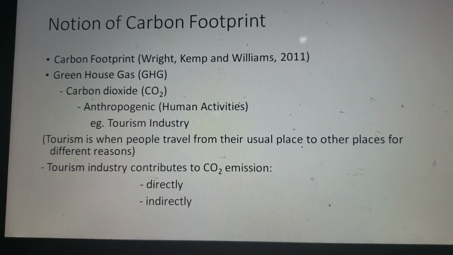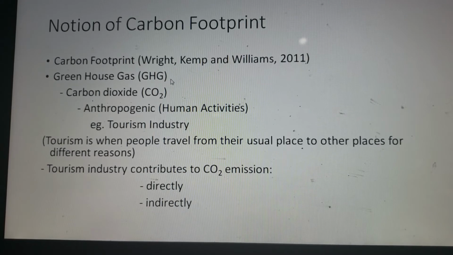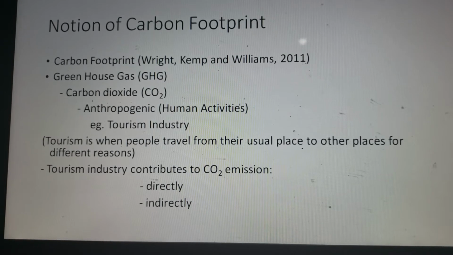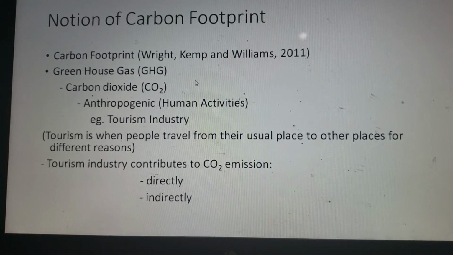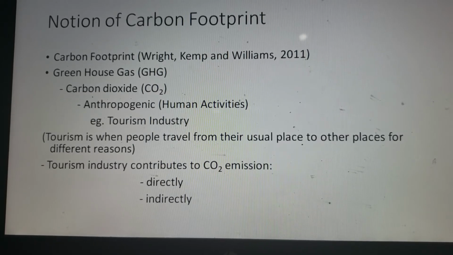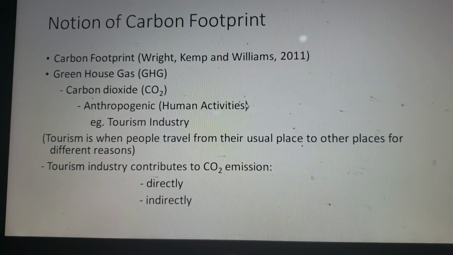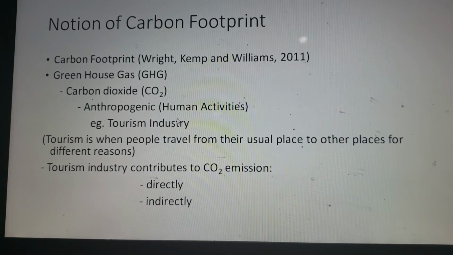Let's start with greenhouse gas, or the GHG. It is known as gas released to the atmosphere, which affects the upper layer of the atmosphere. Carbon dioxide is one of the greenhouse gases. And greenhouse gas like carbon dioxide is released to the air through anthropogenic, which means human activity. An example of a human activity is the tourism industry.